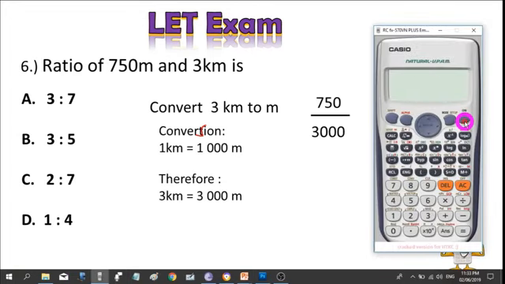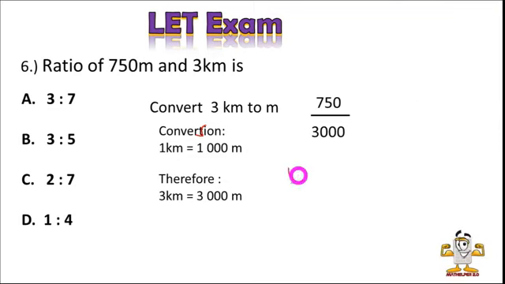So 750 divided by 3,000 equals to 1/4. So yung 1/4 is equal to also 1:4. So the correct answer is letter D.